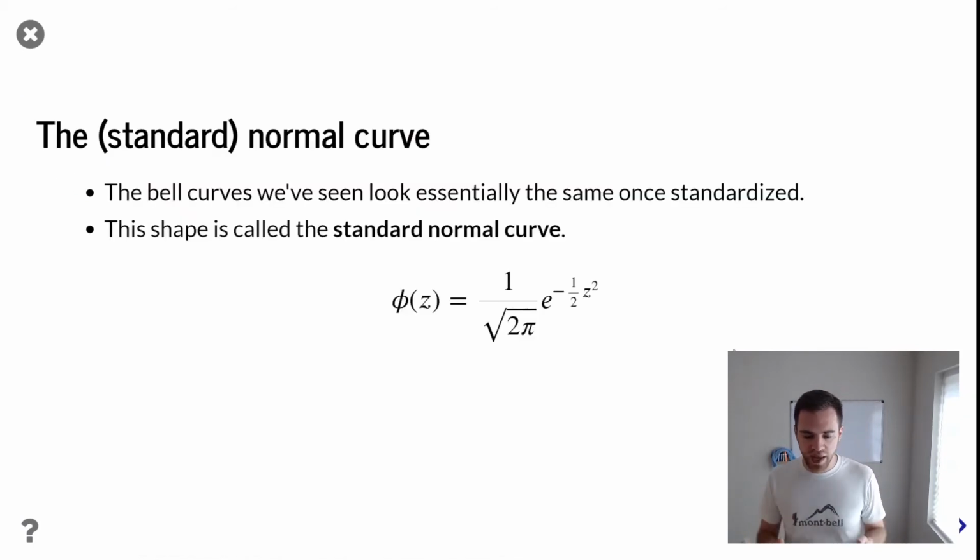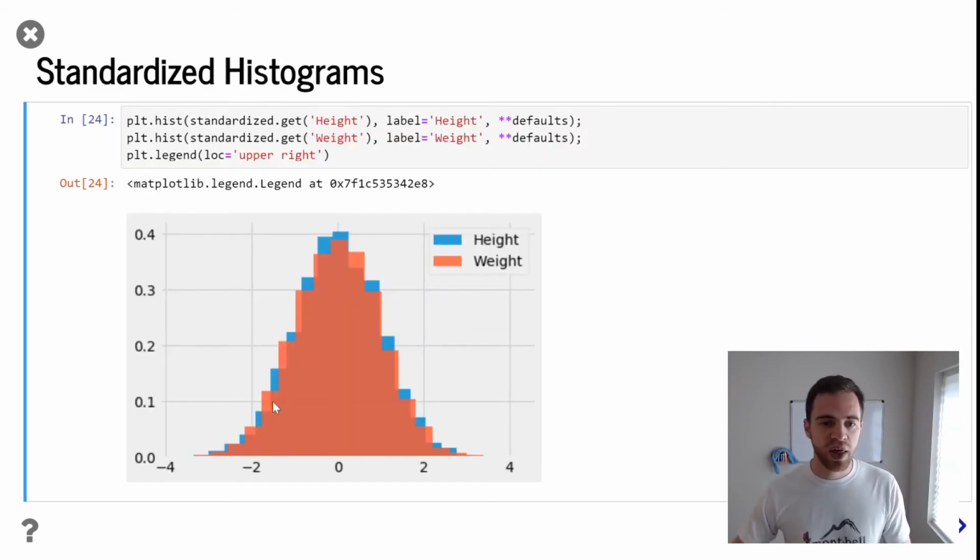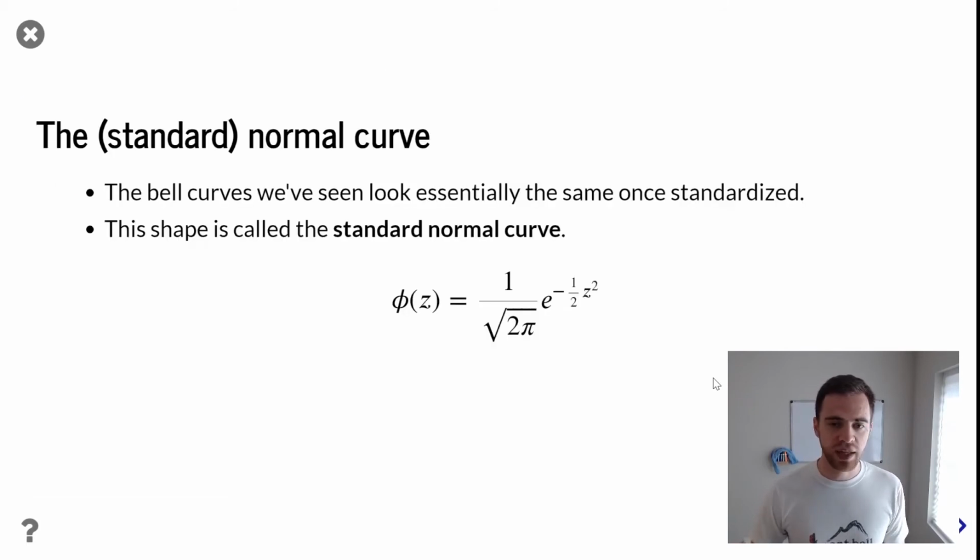So this shape that is a bell curve centered at 0 and has standard deviation 1 has a special name. We call it the standard normal curve. And this is a formula for the standard normal curve right here. If I want to plot a line which describes this shape, here's the function describing that line.